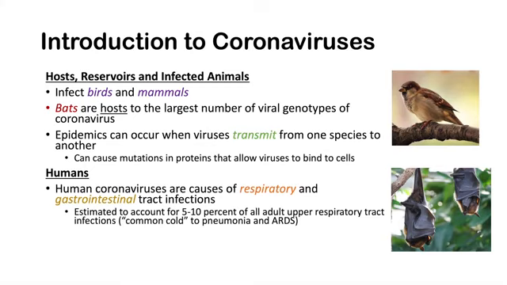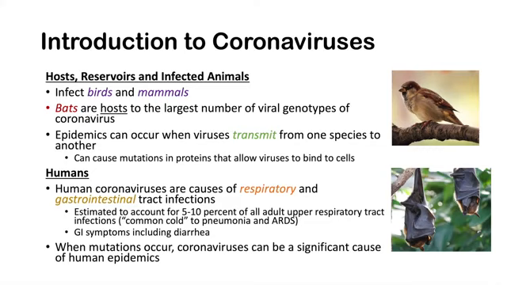There are several coronaviruses that humans are infected with more often, and then there are other ones that cause more significant illnesses and infections. Some coronaviruses can even cause GI or gastrointestinal tract infections, and common symptoms of gastrointestinal tract infections with coronaviruses include diarrhea. And when mutations occur, coronaviruses can be significant causes of human epidemics. As we mentioned before, a lot of times these mutations can occur when the virus is transmitted from one species to another, or an entirely new coronavirus can be developed through these mutations.